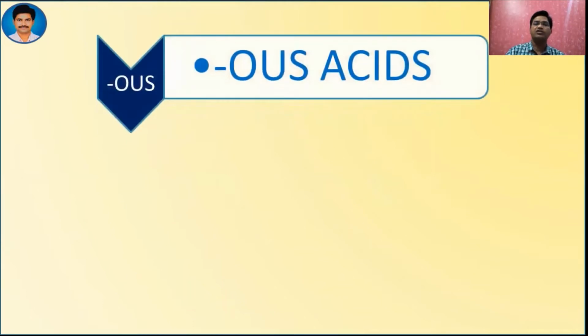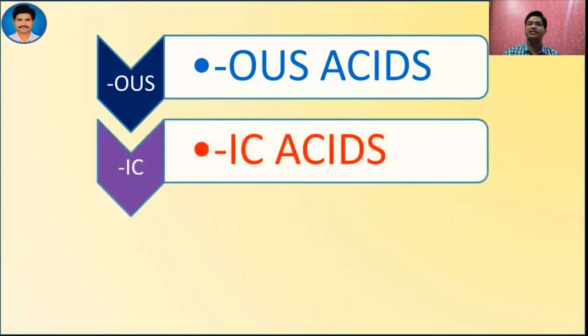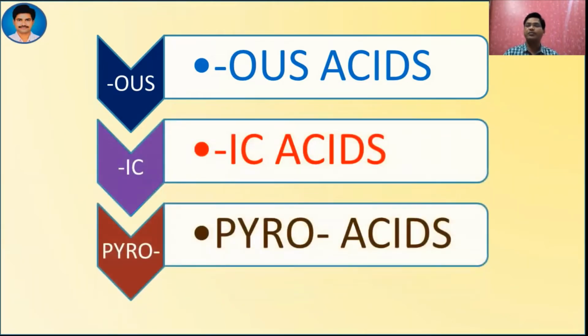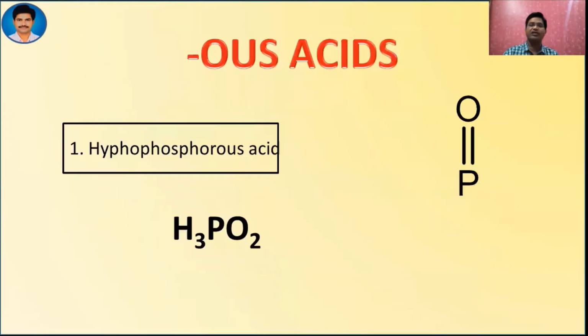Now, the oxoacids of phosphorus are mainly divided into 3 parts. One is 'ous' acids, another is 'ic' acids, and one more is the pyro acids. Let us see what these are.